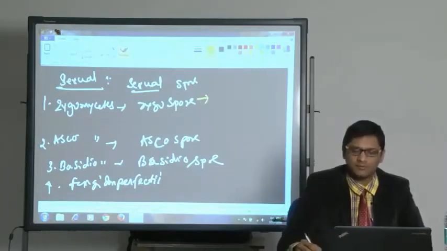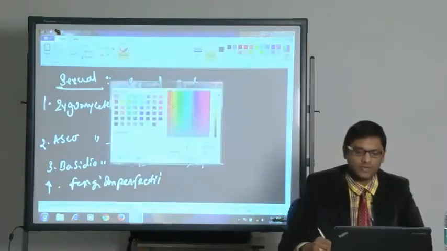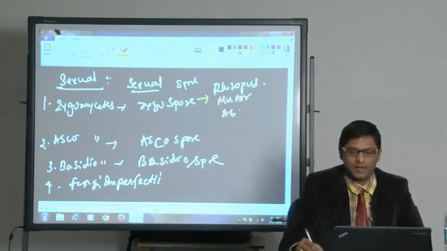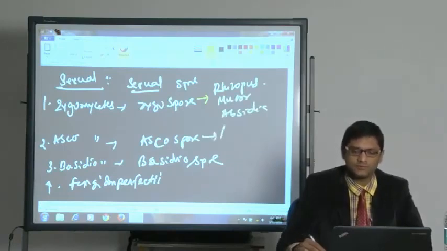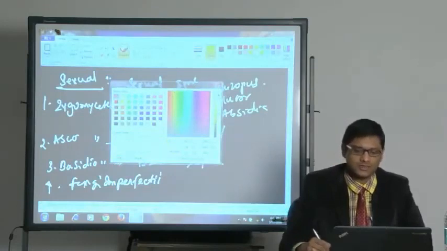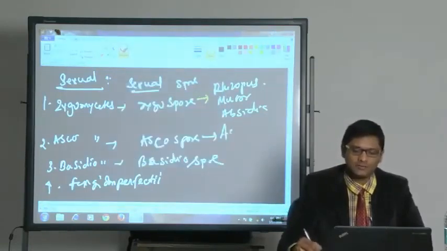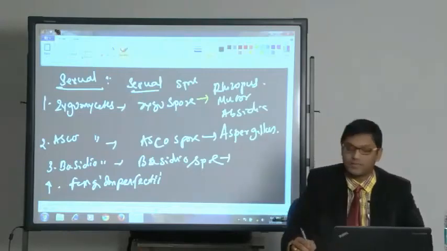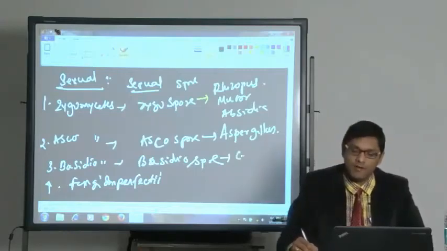Examples of Zygomycetes are Rhizopus, Mucor, Absidia, etc. Ascomycetes, the example is Aspergillus. Basidiomycetes, the example is Cryptococcus.